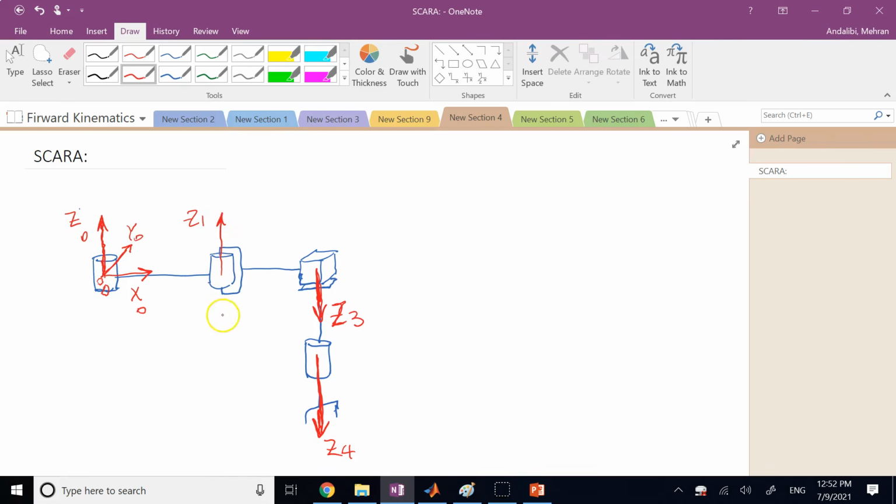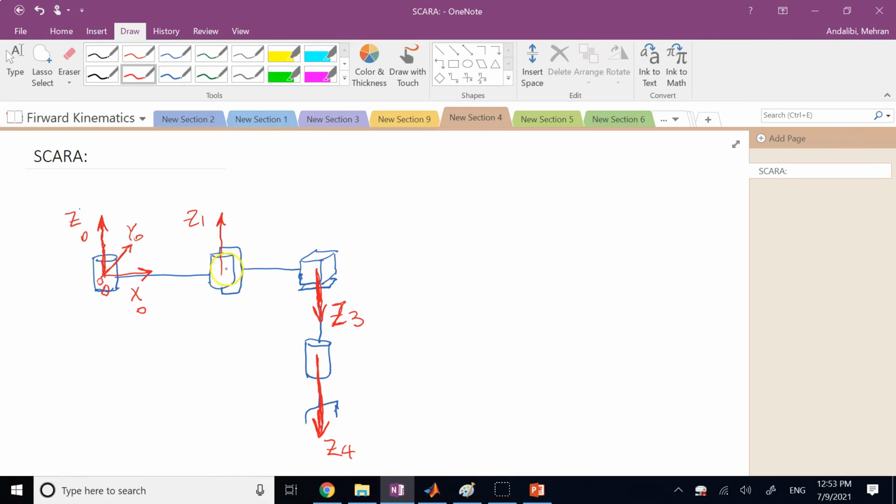axis Z1. And X1 has to be perpendicular to Z0 and intersecting it. So since this Z0 is in the plane and upward or downward, X has to have one of the two directions. The new X has to be either similar to the previous X horizontally, or it has to be what? Out of the plane. Now the problem is, if it's out of the plane and somewhere along Z0, it's not going to intersect Z0, right?